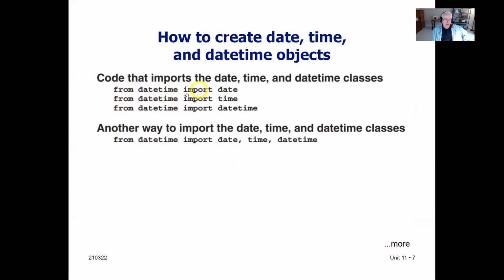First, let's see how to import this from the datetime module. Import date, the date class. From the datetime module, import the time class or the datetime class. That takes 3 lines, a lot of typing. We could do it with 1 line, and this is probably what you're going to do: from datetime import date, time, datetime. Now, you don't have to import all of these. It depends on the scope of your program. What do you need for the program that you're writing? But if you did need all 3 classes, this is how you would do it.